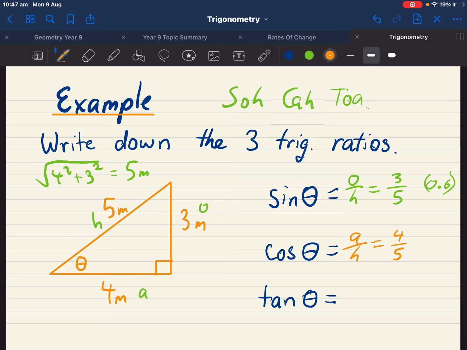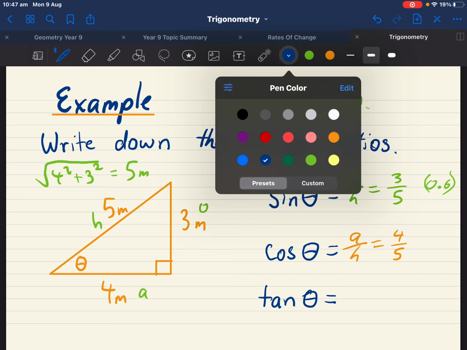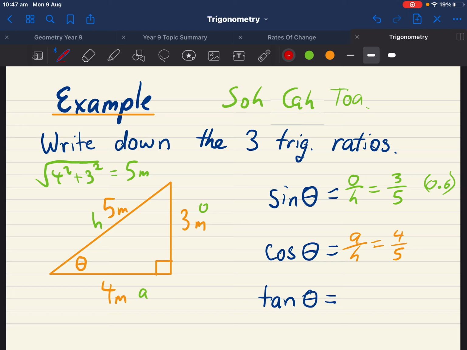And the final one, tan, let's pick a new color. Let's go with this one here. All right, so we're trying to find the value of tan theta. First things first, you got to SOHCAHTOA. Here we can see tan is O and then A, in that order. Tan is O first and then A. So it's just going to be the opposite divided by the adjacent. And tan theta was actually just 3/4 or 0.75. That's how you find the trig ratios.